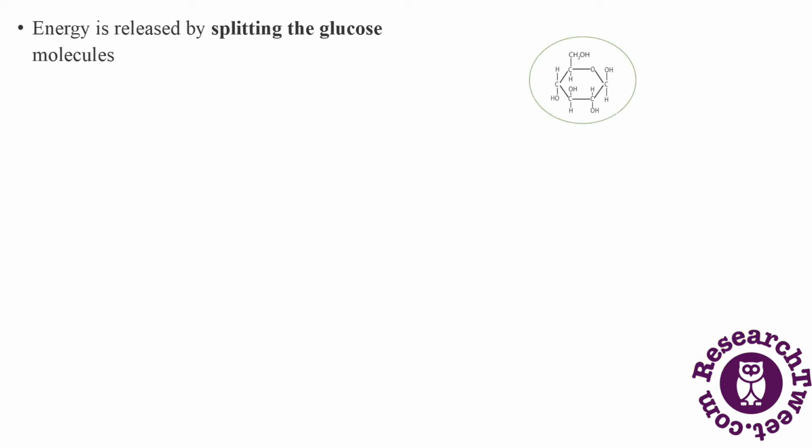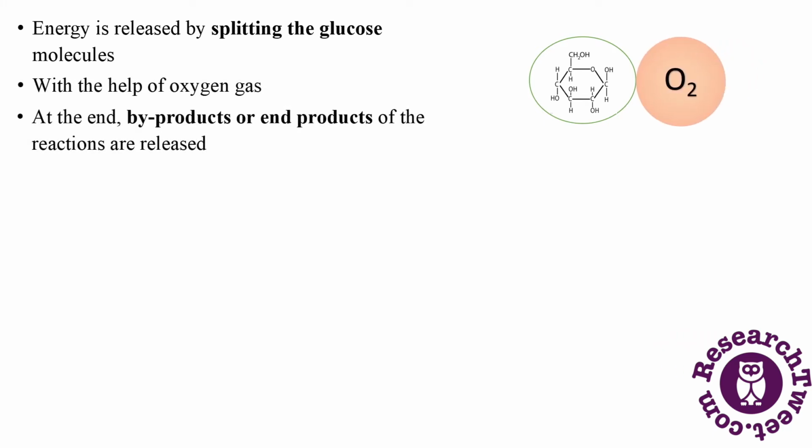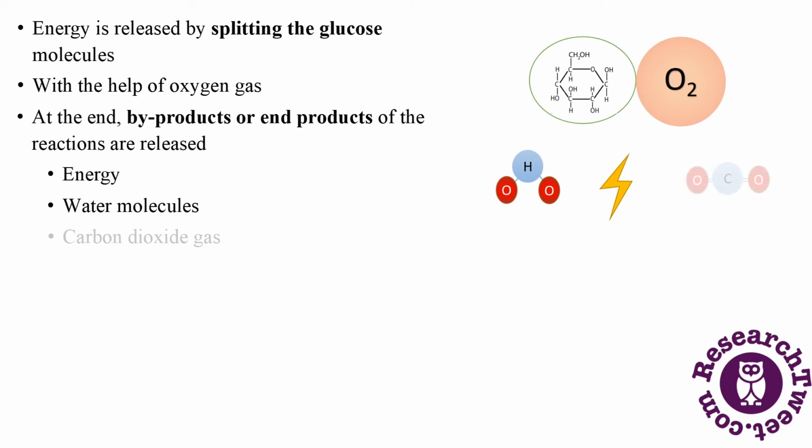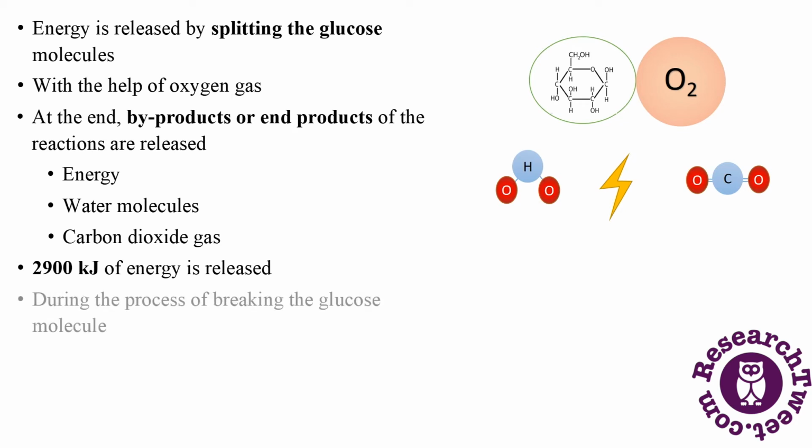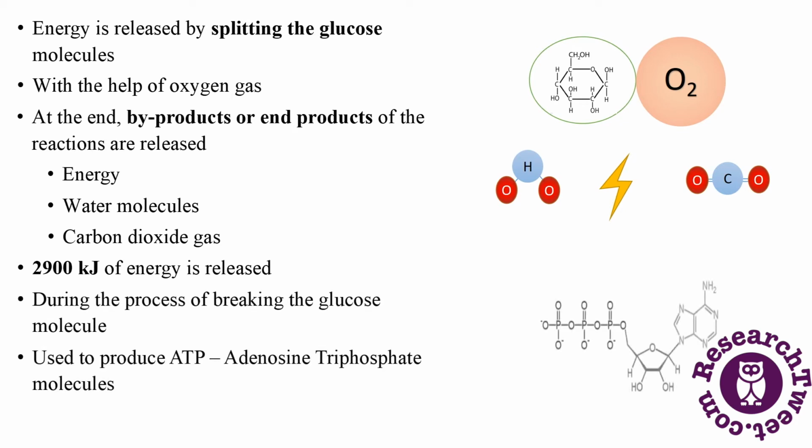Energy is released by splitting glucose molecules with the help of oxygen gas. At the end of the chemical reaction, byproducts or end products of the reaction are released, such as energy, water molecules, and carbon dioxide gas. The 2900 kilojoules of energy is released during the process of breaking the glucose molecule, and this energy is used to produce ATP, which is used by the system for various purposes.